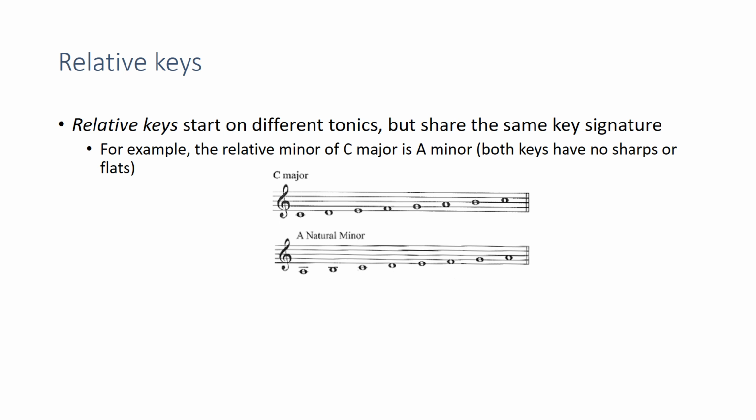So for example, the relative minor of C major would be A minor because both of these keys have no sharps or flats. That is, they have the same key signature. All right, so C major and A minor are relative keys.